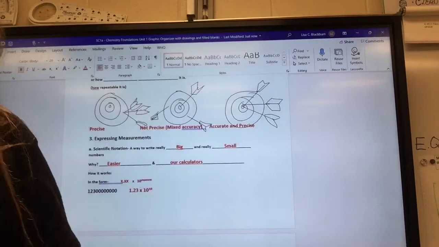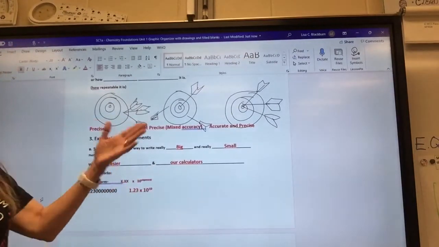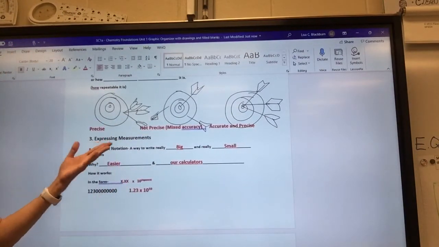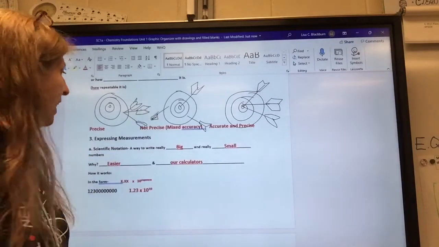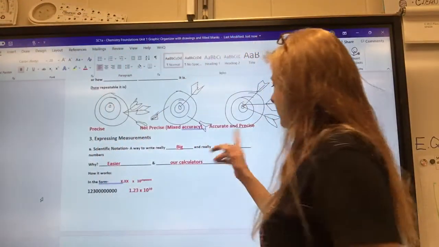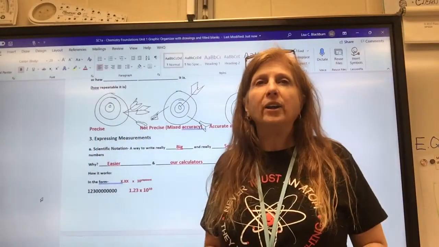Okay, this is the deal though. You can't be writing it and not listening to me. Okay? All right, so how we express measurements. There is a thing called scientific notation, and it is a way to write really big or really small numbers. Why do we do this?